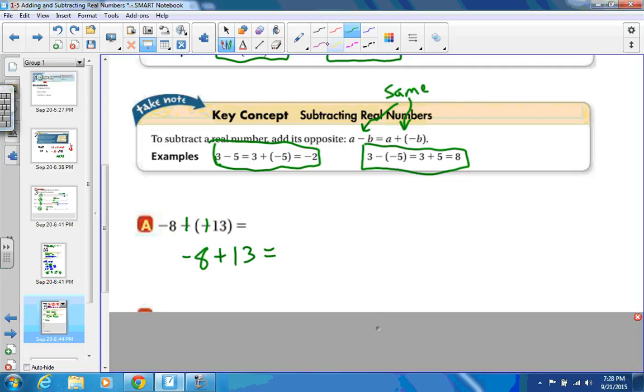Since they're opposite signs, you take the difference between 13, that's the absolute value of this one, and the absolute value of negative 8 is 8, so you subtract the two, and you get 5. And since the bigger one has a positive sign, our answer is going to be a positive 5.